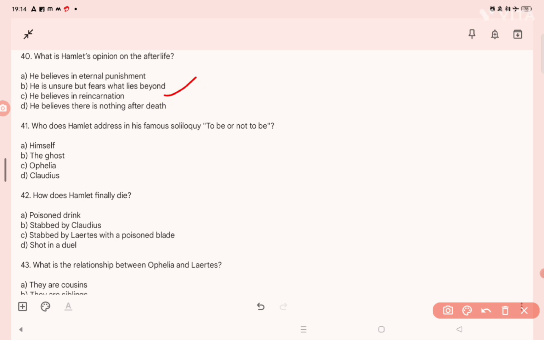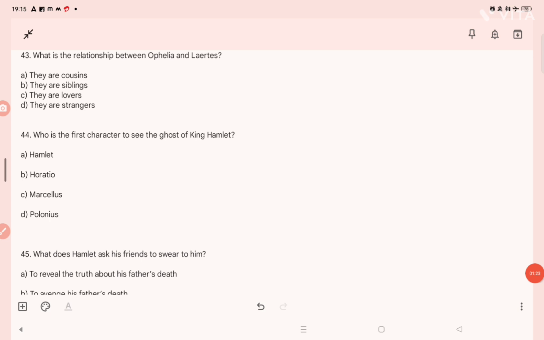What does Hamlet address in his famous soliloquy "To be or not to be"? Himself. Option. How does Hamlet finally die? Stabbed by Laertes with a poisoned blade. What is the relationship between Ophelia and Laertes? They are siblings. Option B.